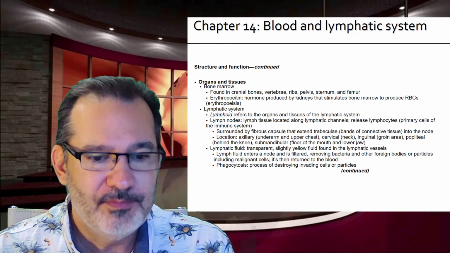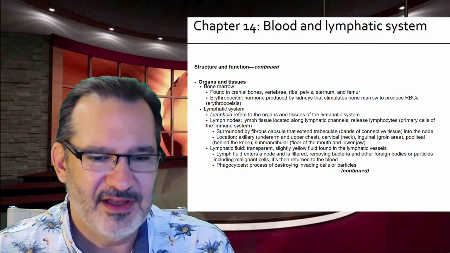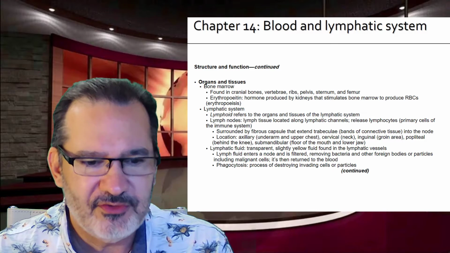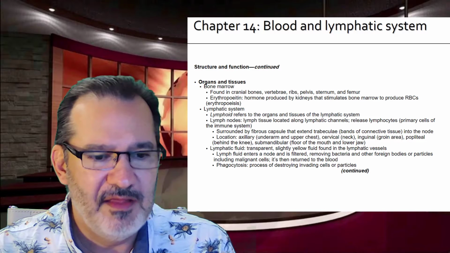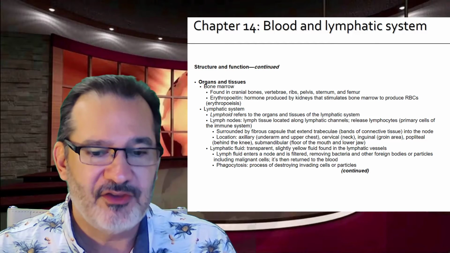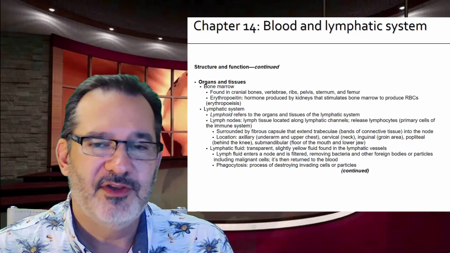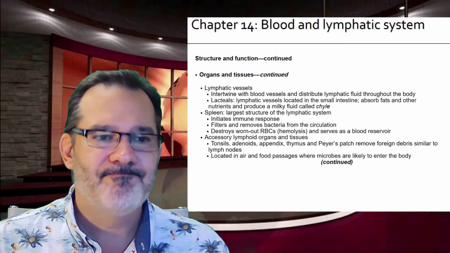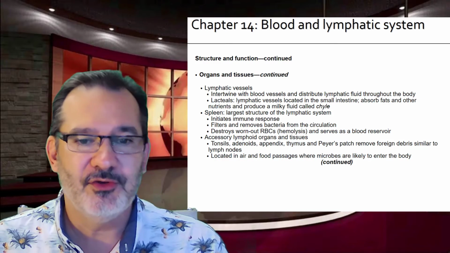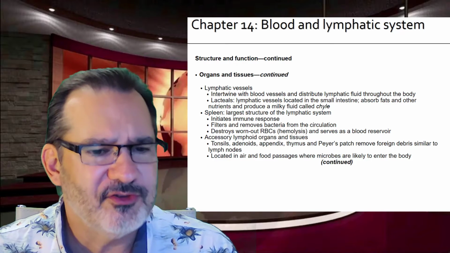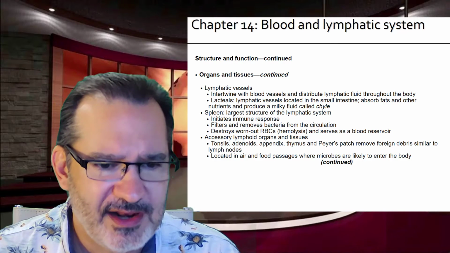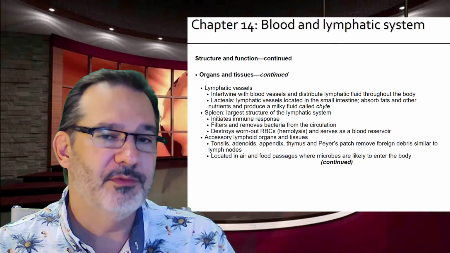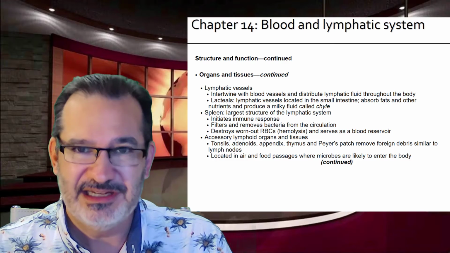Lymphatic tissue is very transparent, with a slightly yellow tinge or yellow appearance. And then phagocytosis, I love that term, is the process of destroying different microorganisms, particularly harmful microorganisms. Lymphatic vessels, let's see. Let's talk about the spleen, the largest structure of the lymphatic system. It initiates the immune response. It filters and removes bacteria from circulation.